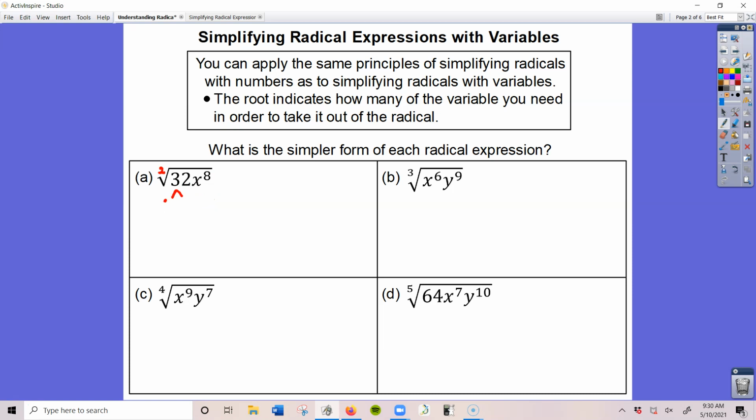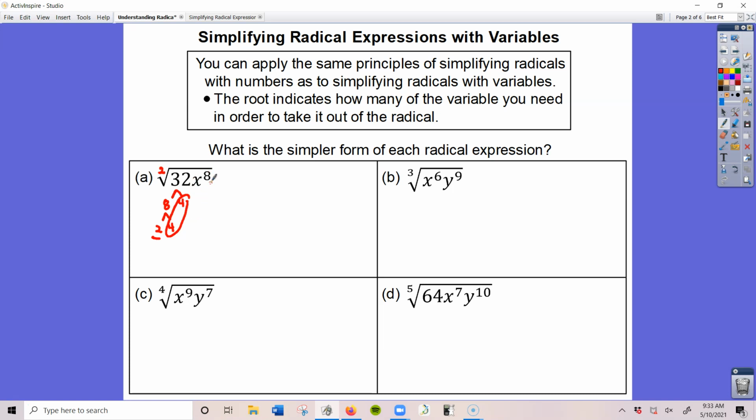32 is when you multiply 8 and 4. And then the 8 can be broken down to 2 and 4. So here is my pair. So that means this 4 gets to go outside and the 2 will have to stay inside.